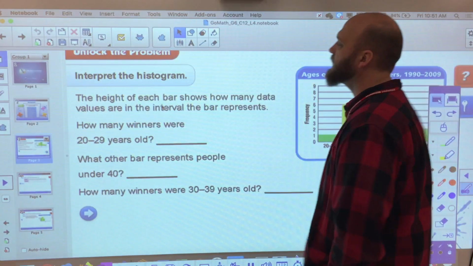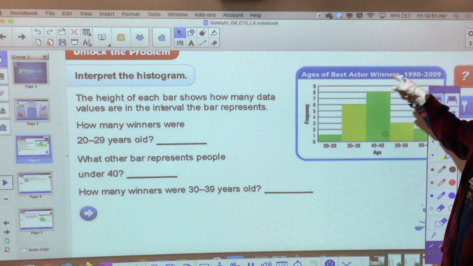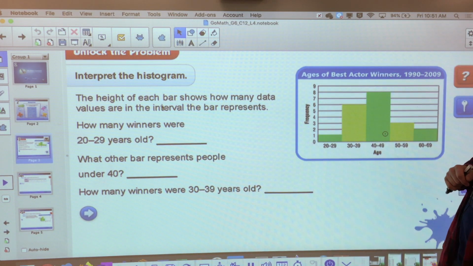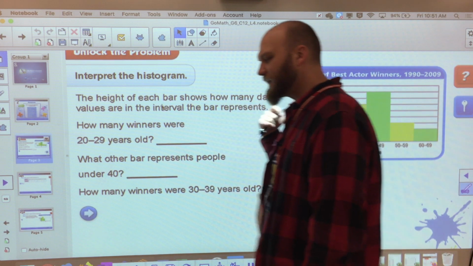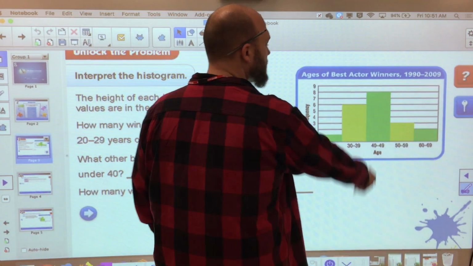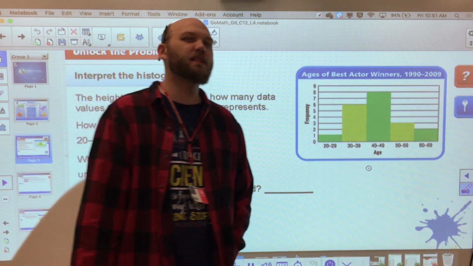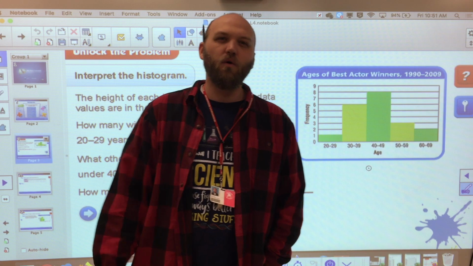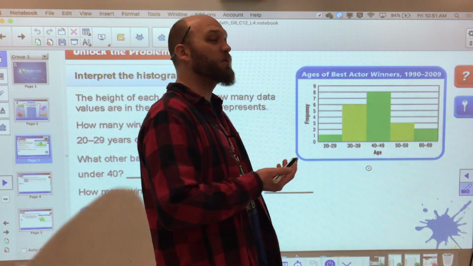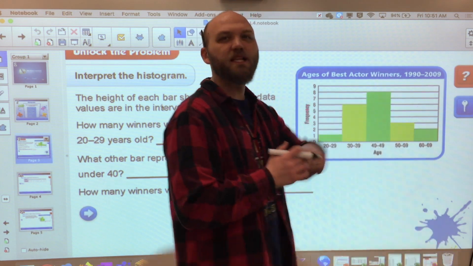So let's see what that looks like in your book. We're talking about ages of Best Actor winners from 1990 to 2009. So very quickly I can see here what is the age that is most likely to win Best Actor. The one that wins most often is between 40 and 49. So it's not specifically the age that's 40 or 49 itself. It could even be 45.